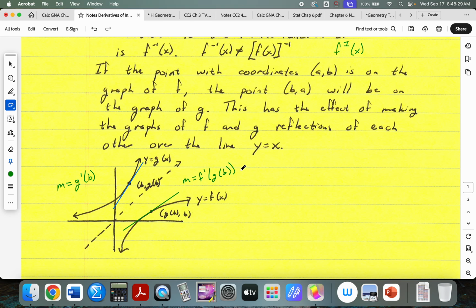Now, let's think about slope for a moment. Slope is the change in y over the change in x, right? If we have two functions that are inverses of each other, since the x and the y swap places, then instead of change in y over the change in x, for its inverse I can switch that. That is, take the reciprocal of f prime of g of b. This would be equal to 1 over f prime of g of b.